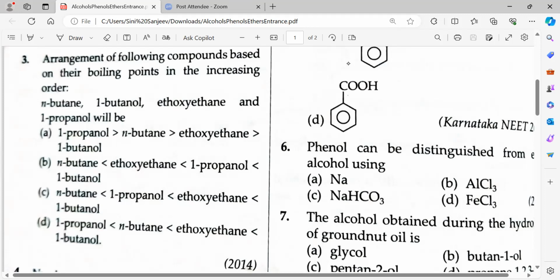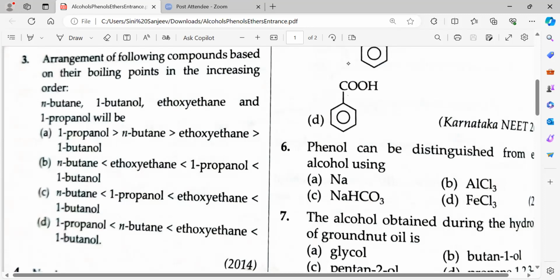So this I'll help you out directly, rather than making you think too much. First thing is we have to eliminate the options. So in entrance exams, it's all about what? Eliminating the wrong options. Correct? Yes or no? Yes. And this is the arrangement of boiling points in increasing order.